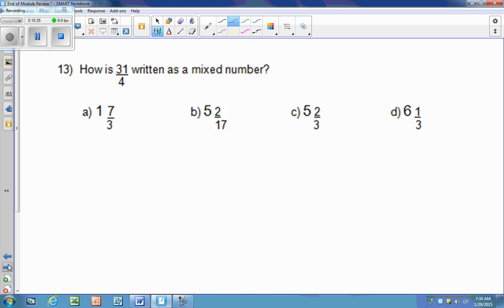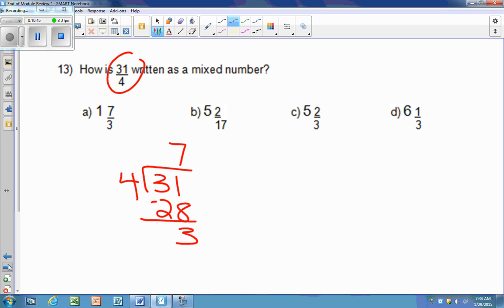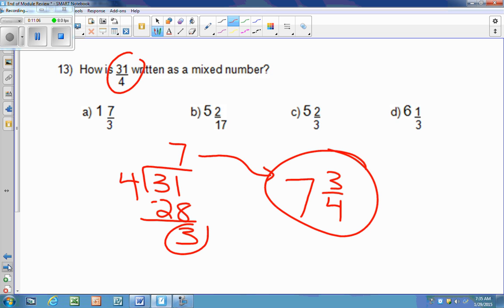Next, it says, how is this written as a mixed number? We have to remember that this means 31 divided by 4, if that helps some of you. So it can go on 7 times, and there's 3 left over, so this becomes my whole number. And then after my whole number, I have 3/4 left over. If I look up there, there actually is no answer that is correct there. So for number 13, nothing is correct. This would have been the correct answer, 7 3/4.